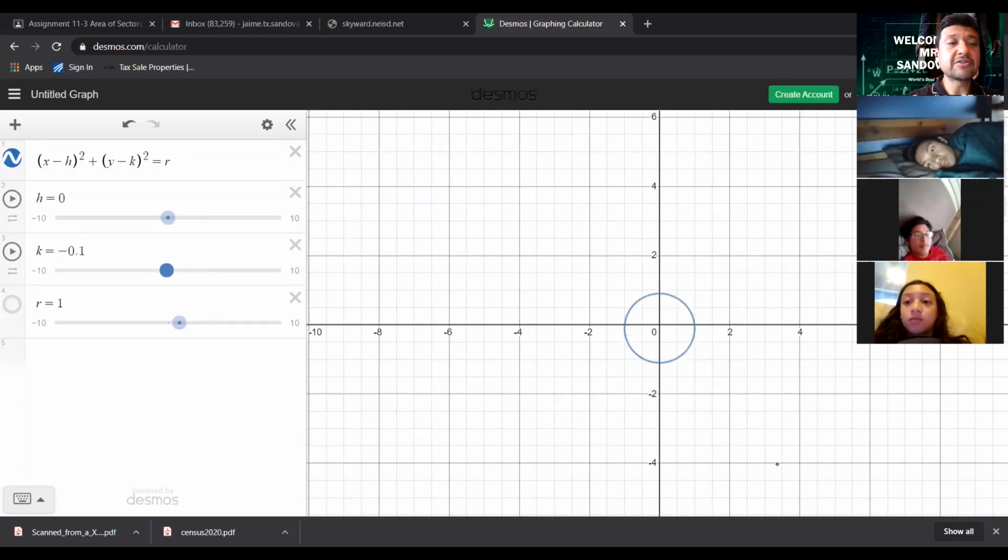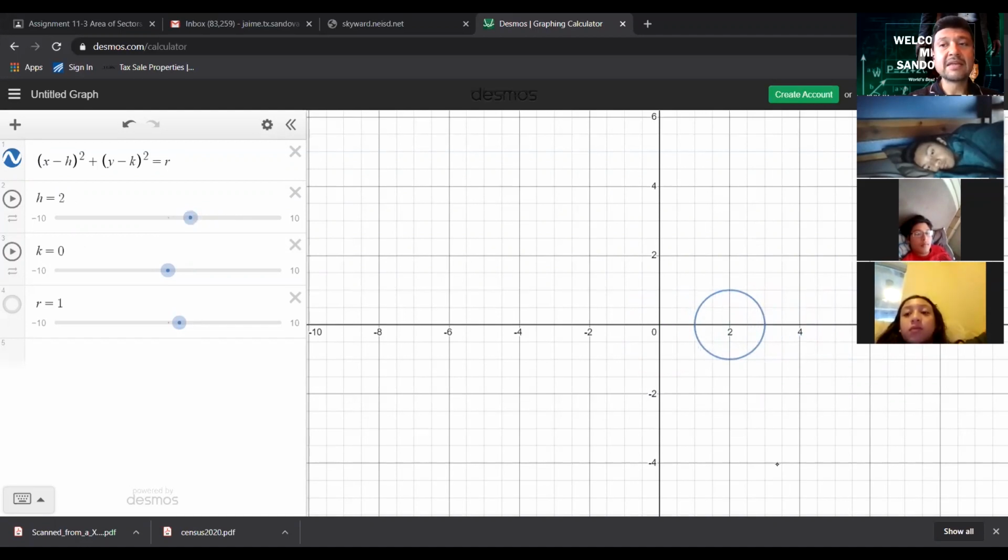You see how the K controls up and down? Look at the H. The H controls movement left and right. Right now, this is 4. You notice how I moved over to the right 4? Because remember, it goes in as an opposite. So if I wanted to move to 2, I will have to make H 2.